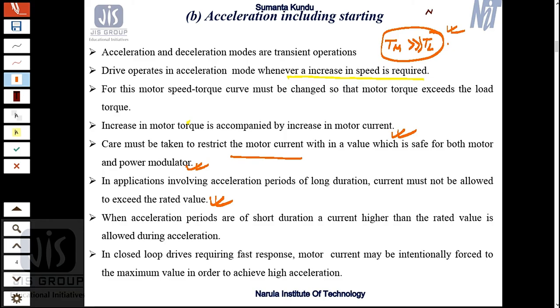But when the acceleration is taken for a short duration, it is possible that for a certain period of time a current higher than the rated current flows during acceleration. And in closed loop drives where fast response is required, we intentionally force the motor current to cross the rated current, because there is a feedback path, so we can sense it and control the current before it becomes detrimental to the motor. So in closed loop operation we intentionally increase the motor current to achieve high acceleration.